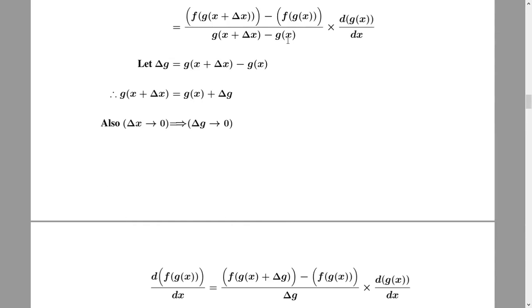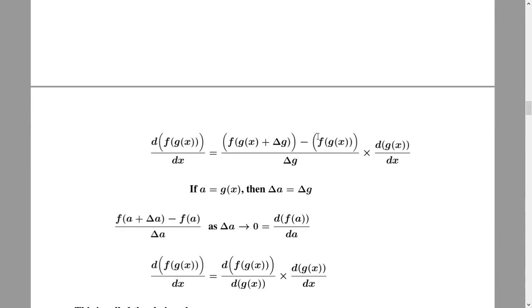So we can now replace the denominator by delta g, and we can write f of g of x plus delta x as f of g of x plus delta g. So this thing here, if you look at it carefully, is nothing but d of f of g of x by d of g of x.